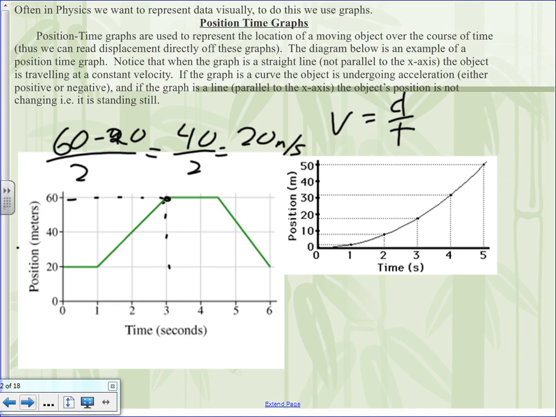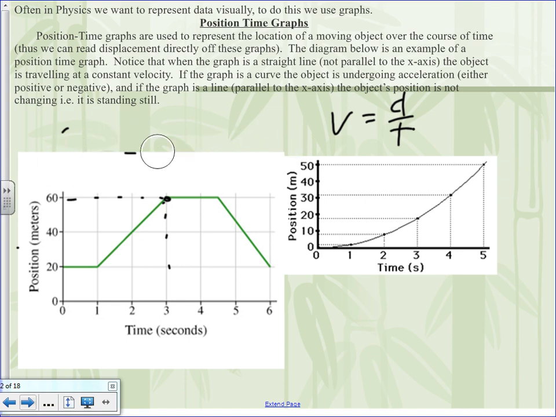Okay, what's the object doing right here? Peter? Okay, it's going backwards, right? Its position went from 60 back to 20. What's its velocity? Nope, it's going faster. How can I tell it's going faster? Just by looking at it. Without even doing a calculation, I can tell that this part is faster than this part.